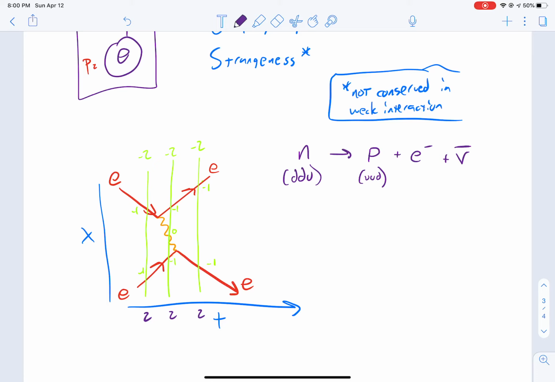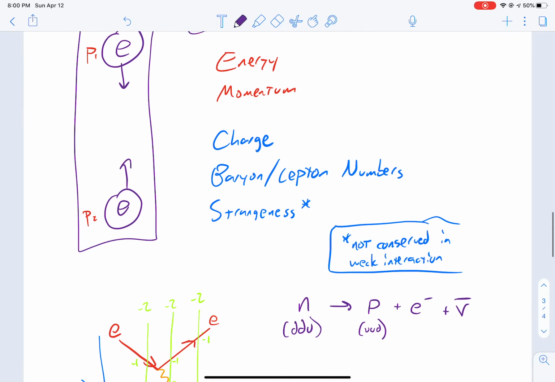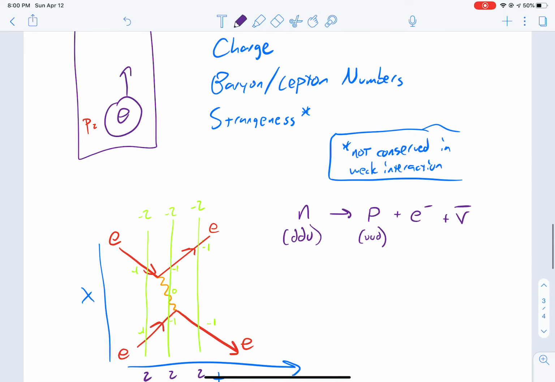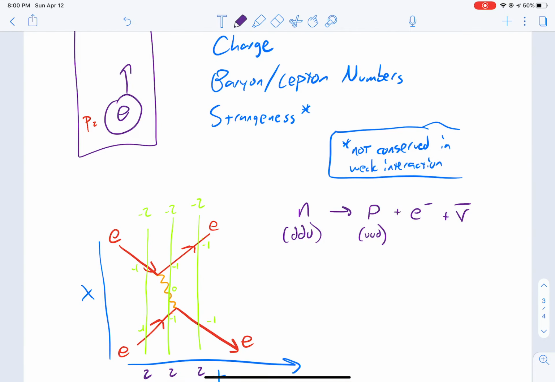Now, I want you to pause the video right now. Ignore energy and momentum for the moment. That doesn't really matter at this point. I want you to go through and check all 4 of these conservation laws. And I want you to tell me whether or not this is a valid thing that could happen, or maybe not valid. Okay, pause and let's find out.